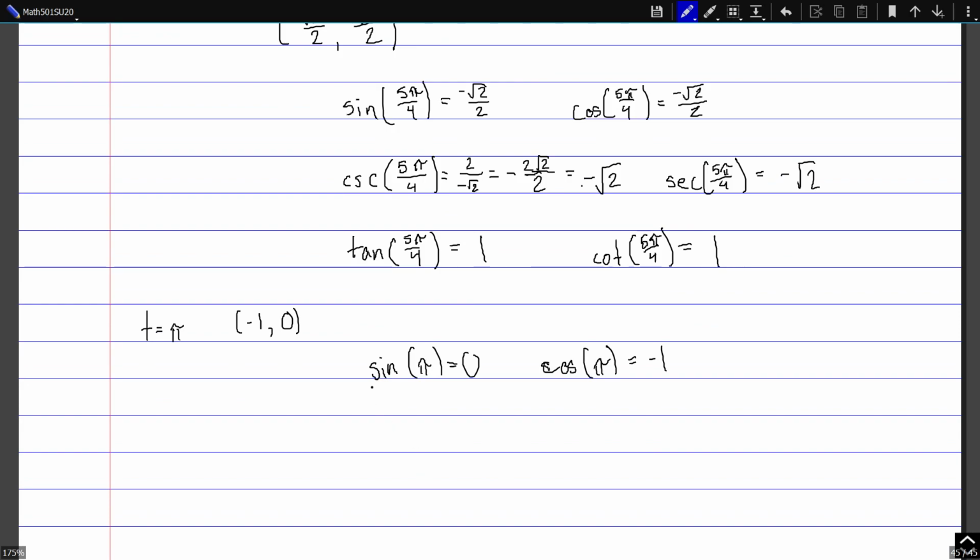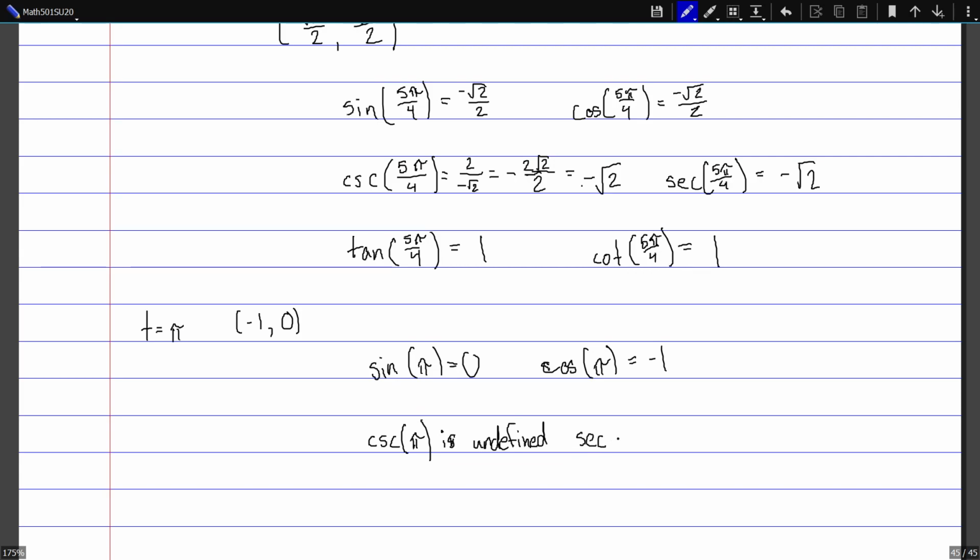Now this is interesting. If I try to take the cosecant here, that's going to create a problem for me, because I'm going to end up trying to take the reciprocal of 0, which is undefined. So actually at pi, because sine is 0, we say that cosecant is undefined. We cannot divide by 0, so we just have to leave it like that.